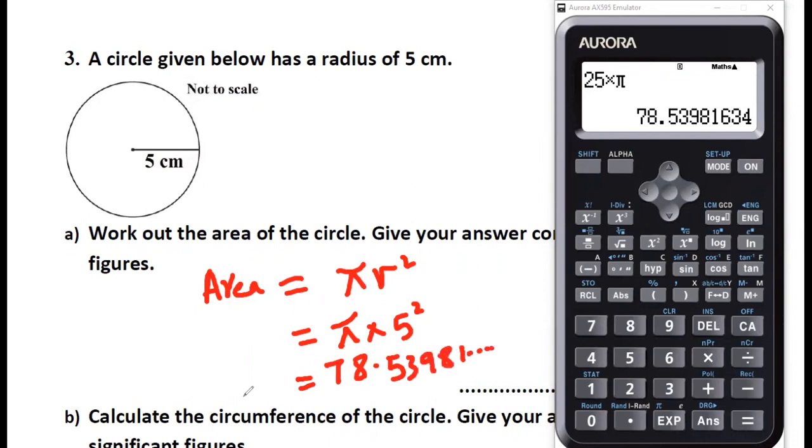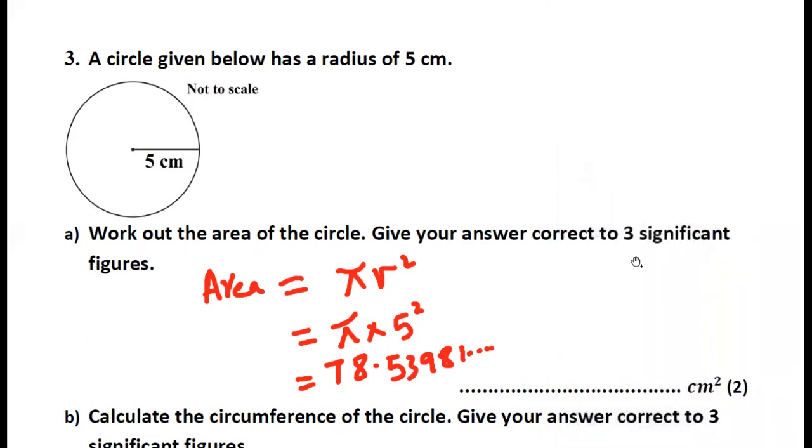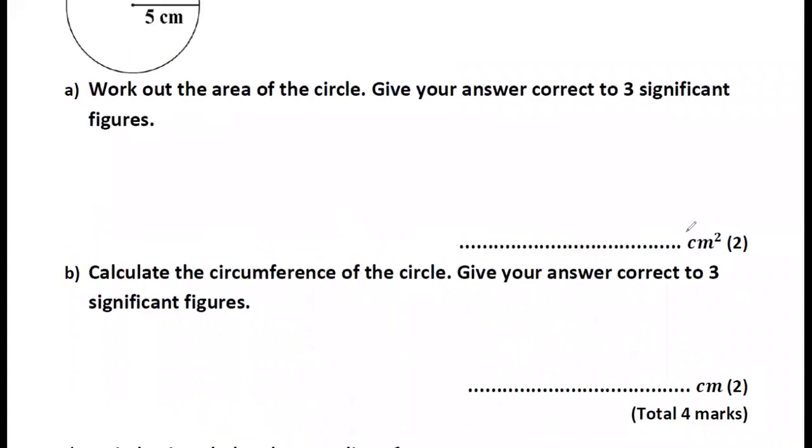78.539181... And if I round this answer to 3 significant figures, I will be just interested in the first 3 digits, up to 5 only. And looking at the digit 3, I can see that this number shouldn't round up. It should just stay the same, 78.5 centimeters squared.